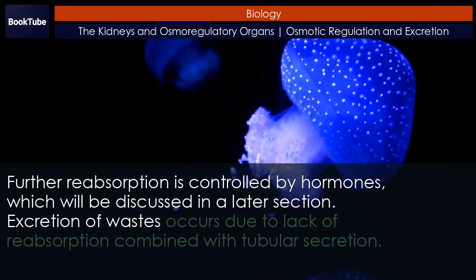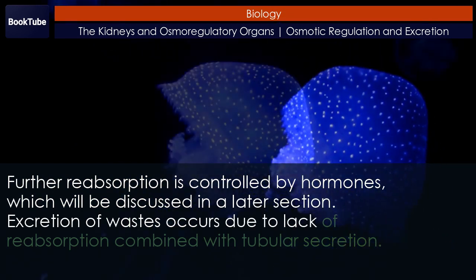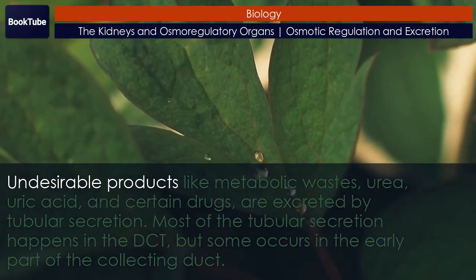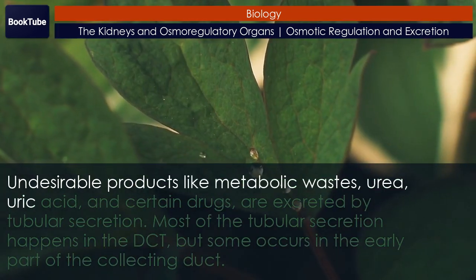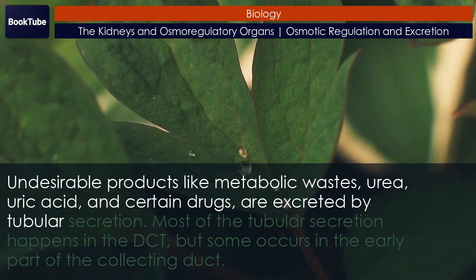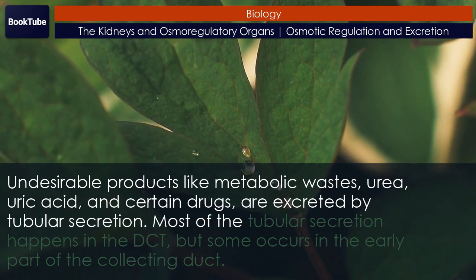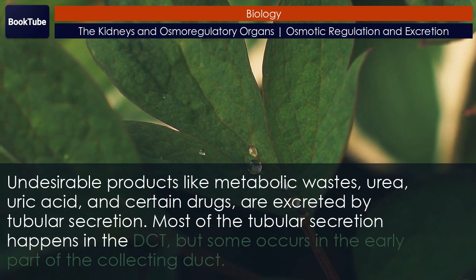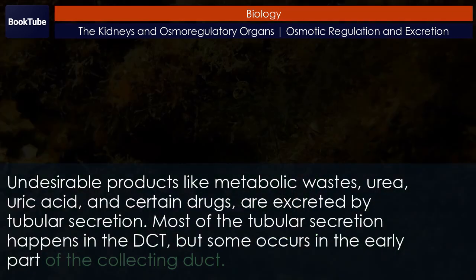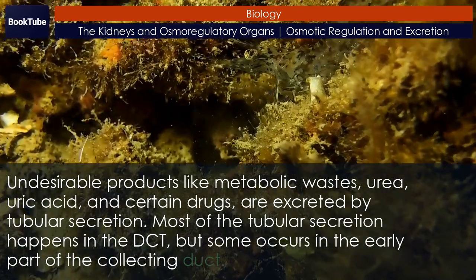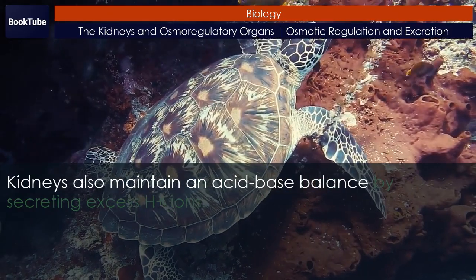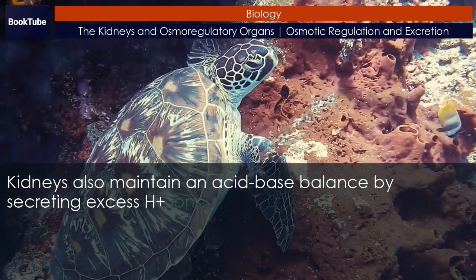Excretion of wastes occurs due to lack of reabsorption combined with tubular secretion. Undesirable products like metabolic wastes, urea, uric acid, and certain drugs are excreted by tubular secretion. Most of the tubular secretion happens in the DCT, but some occurs in the early part of the collecting duct. Kidneys also maintain an acid-base balance by secreting excess H+ ions.